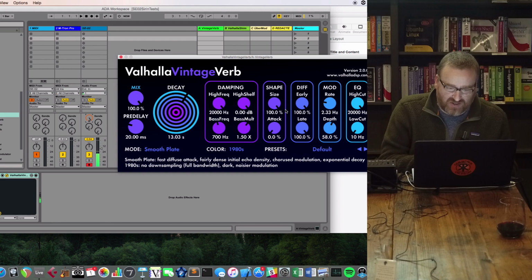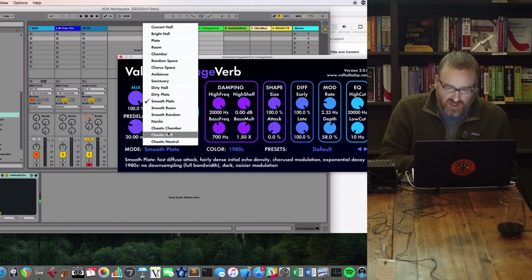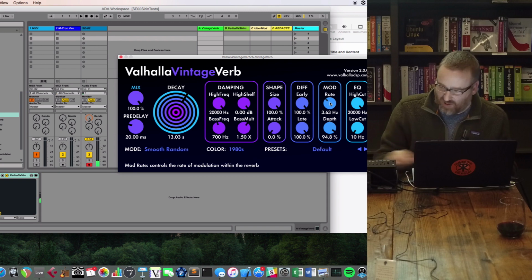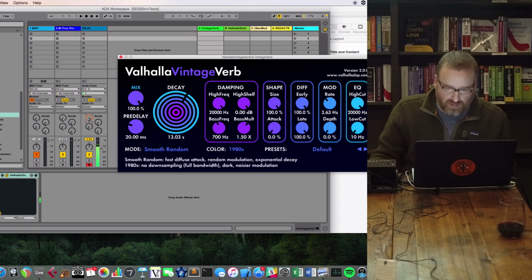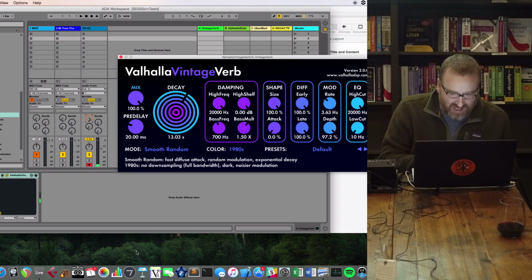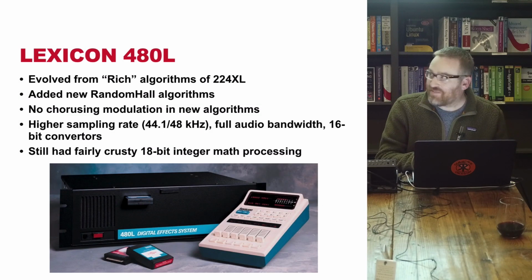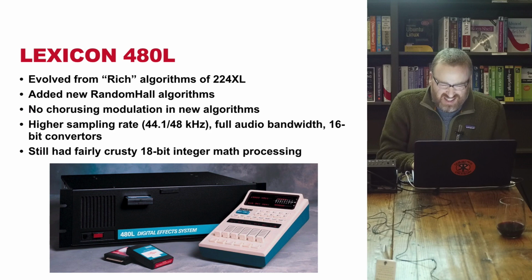For some reason in the mid 80s, David Griesinger decided that chorusing was bad, so he did a different sort of modulation, which changes things over time, but doesn't really give you the pitch change. I'll turn that off, you can hear it. It doesn't sound that different, but to some people, that's the sound they really love to hear. I personally prefer the pitch modulation, and it still had 18-bit integer processing. Those 2 bits make a big difference, but not that big a difference. The converters made a big difference.